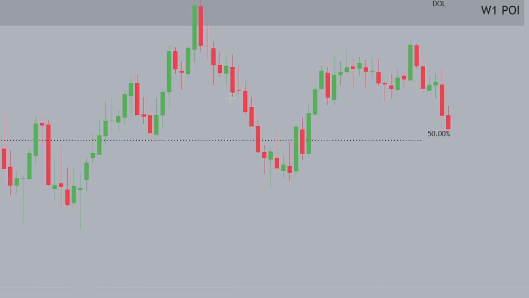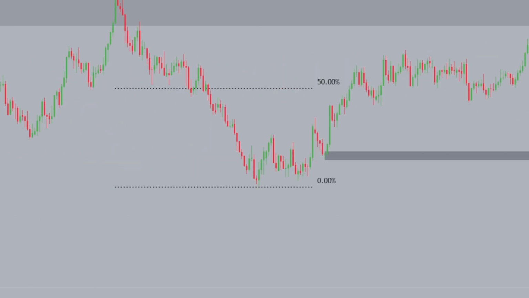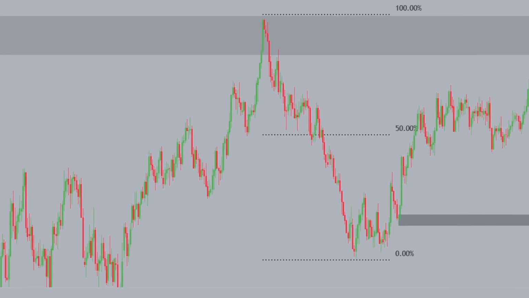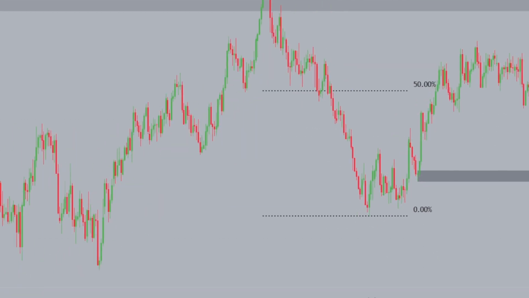So now if we head down to the daily time frame, the daily time frame paints a similar picture, where we have price reacting off that weekly POI, and we saw a shift of market structure, right?